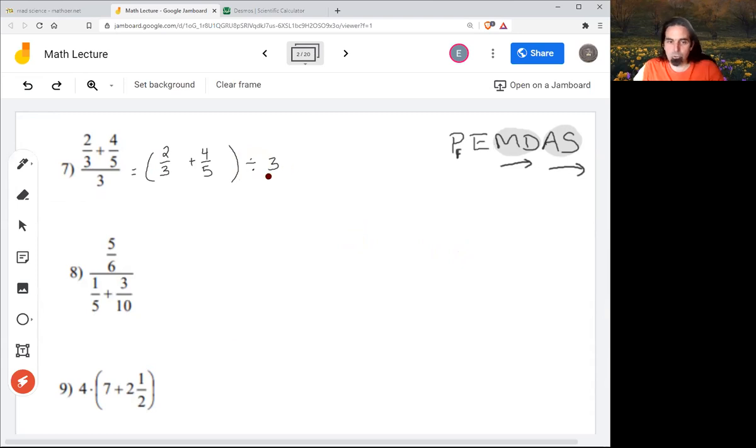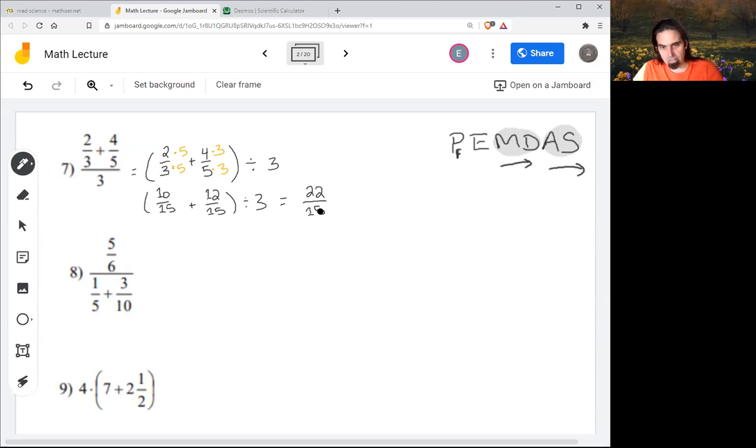Okay, now I need to add those two fractions together. So I can multiply by 5 and 3, get 15 on the bottom. If I do it on the bottom, I have to be fair and do it on the top. And I wind up with 10/15 plus 12/15 divided by 3. That's going to be 22/15. Now, how do I divide a fraction by something?